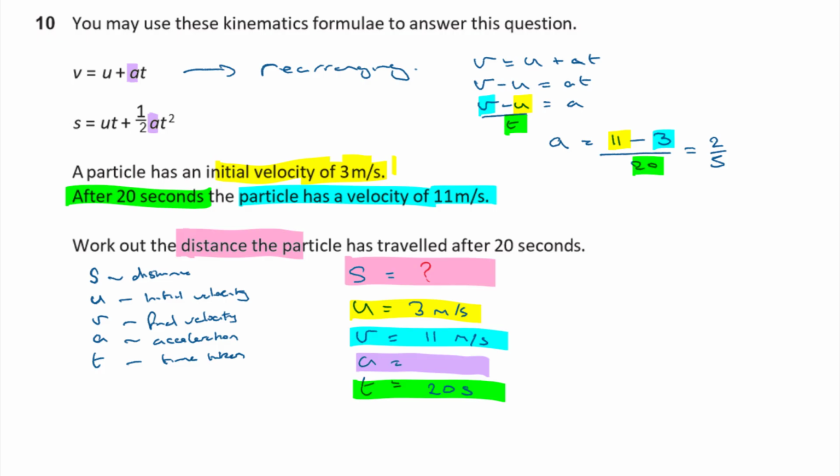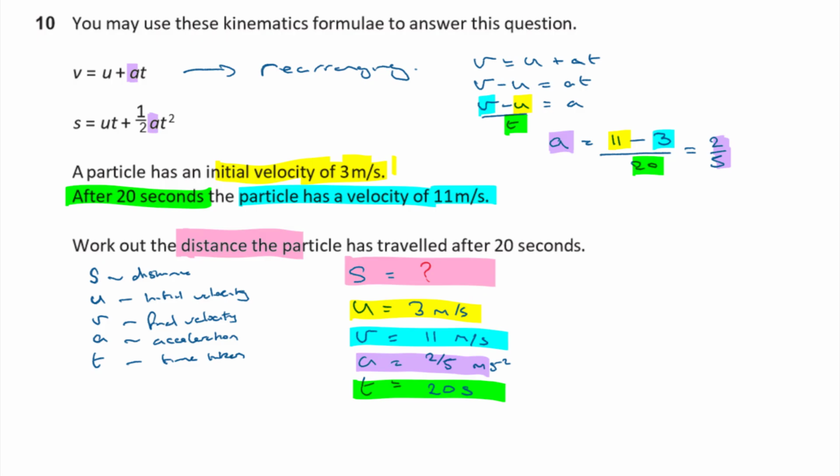So now I know what a is, super handy. So now I can go on and work out what s is. I know now that a is 2/5, so let's just add it into the table there. Do you know what the unit is? It's going to be meters per second squared. Okay, so that's what that one is.